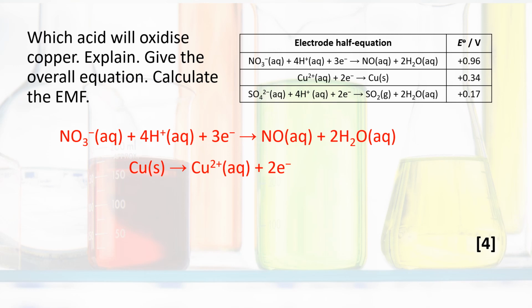Next, we need to give the overall equation. Start by writing out the relevant half equations. When combining half equations, we need to make sure that they are balanced for electron transfer. The number of electrons lost in the oxidation half equation must equal the number of electrons gained in the reduction half equation. We have to multiply the top equation by 2 and the bottom equation by 3 before combining the two half equations.